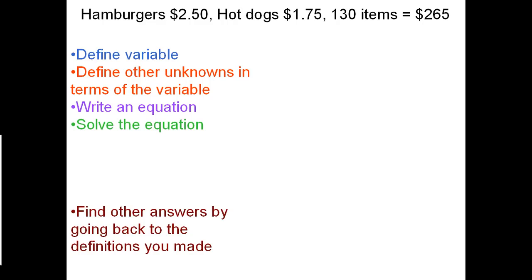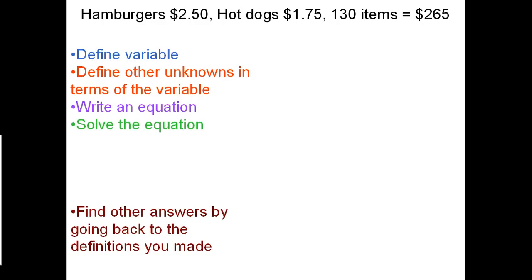So hamburgers are $2.50. Hot dogs are $1.75. And they're going to tell you some more facts about these. So they're going to tell you the price of the items, and they're going to tell you the number of items sold or something like that, and they're going to tell the total sales. There could be little variations, but this is sort of how they go.